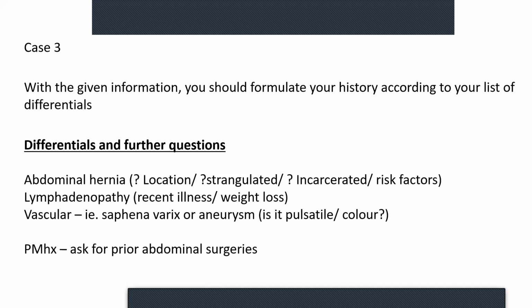Another thing you need to think of is whether it could actually be an enlarged lymph node. So it's important to ask about recent illness and whether or not the patient has any red flag symptoms for malignancy. And lastly, another thing you need to think about is, could this be vascular? Could it be a saphena varix or an aneurysm? So asking the patient, have you noticed it being pulsatile or a certain color, could help point towards this. And it's important as well to ask about prior abdominal surgeries, because if it's a recurrent abdominal hernia, this could also change the way the hernia is managed.